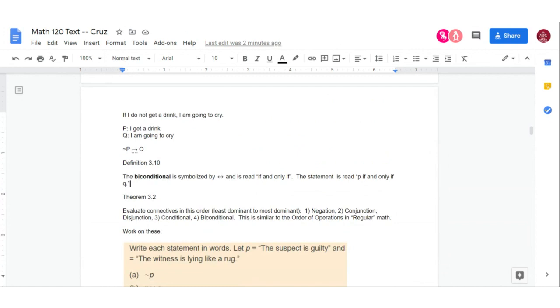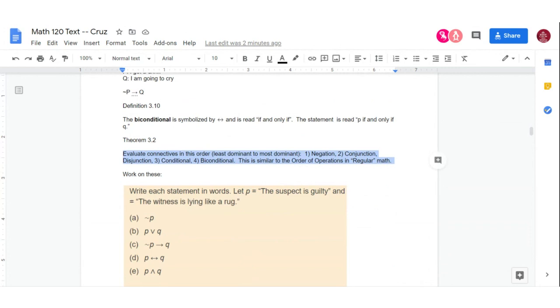All right, and then you've got to remember there's kind of an order of operations, where one is stronger than the other. The least dominant is the negation, then the conjunction and the disjunction. It's sort of like addition and subtraction. And then the conditional is third most dominant, and the most dominant is the biconditional. It's sort of like order of operations.